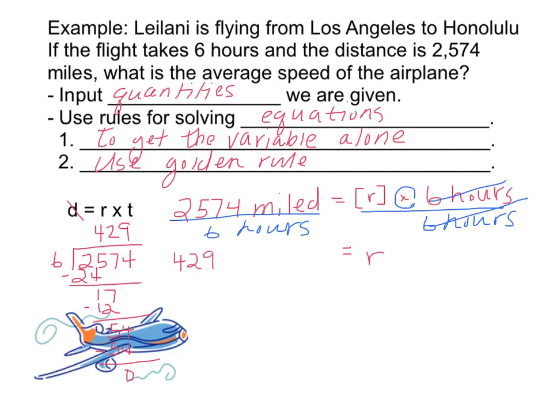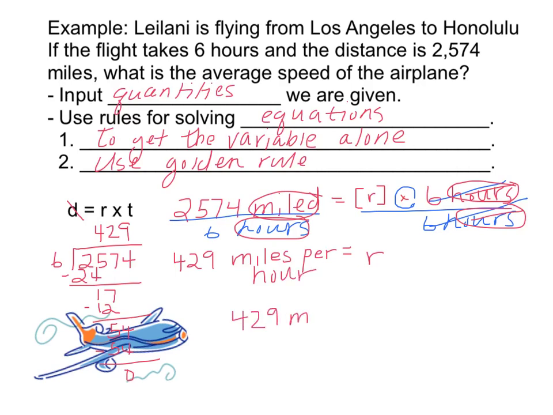That means I have 429. Now, one of the other rules when working with this particular formula is that if units are the same, like over here on the right-hand side, the hours and the hours, those canceled. However, if the units are different, over here we have miles and hours, that means we combine them. So that becomes miles per hour, or we can write that as MPH equals our rate. So that tells us that the airplane was traveling at 429 miles per hour.